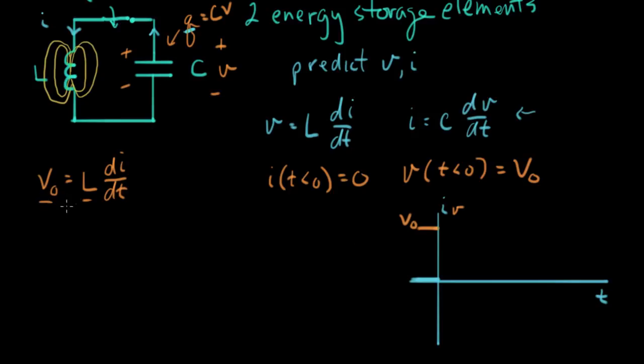So we decided that there was going to be some kind of a di dt. di dt equals V0 over L. So I'm just going to sketch this in. There's going to be some rising slope. There's going to be some positive slope on the current. All right, so we took our first step.